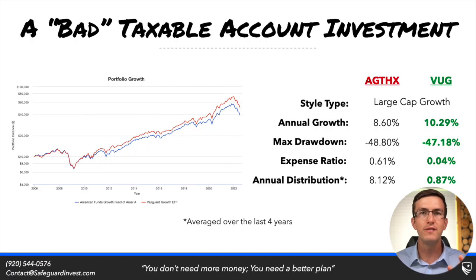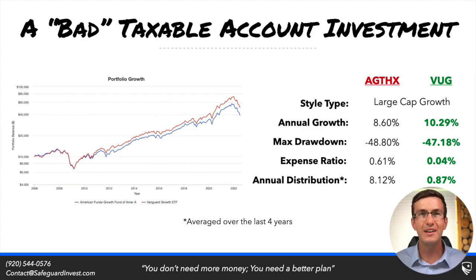Now on the screen I have 2 investments that we're comparing here. I have the American Funds Growth Fund of America, which is a mutual fund that is a fairly tax inefficient mutual fund, and I'm comparing that to the Vanguard Growth ETF. And when we compare these head to head, I'm going to label the Growth Fund of America as a bad taxable account investment. Now, do not take any education within this video as advice for your specific situation, but you'll see why I label this as a bad taxable account investment.